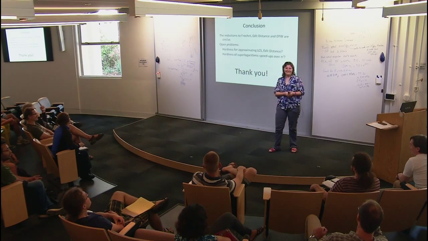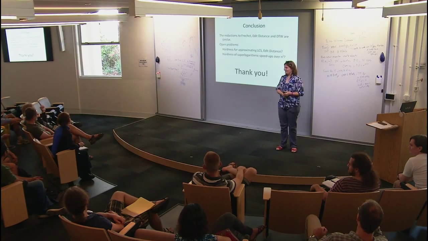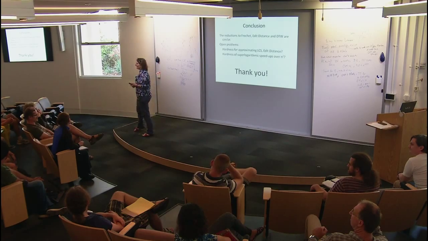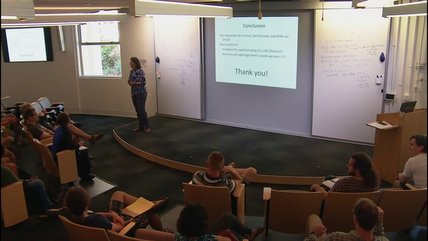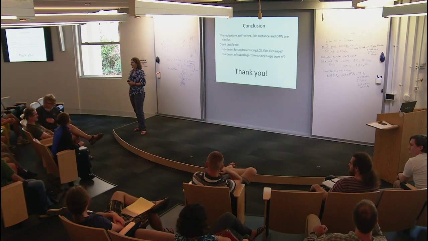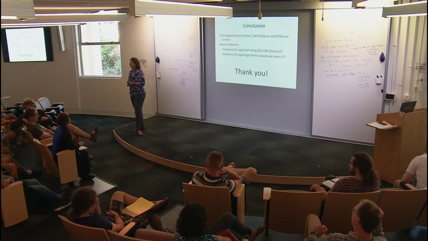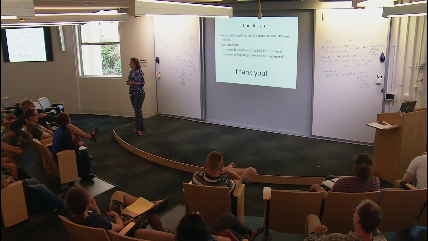Okay. Any more? Yeah, Fabrizio. This reduction that you presented is very tight, right? In the sense that suppose you improve the orthogonal vectors algorithm, you get n to the 1.99. Then you will get roughly the same up to polylog factors, right?